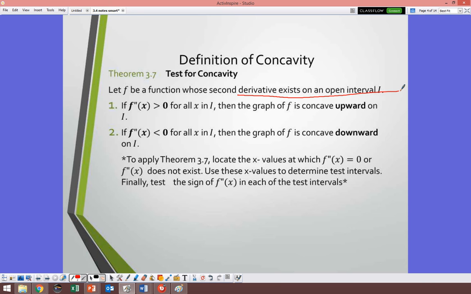Did you have to be able to take the second derivative also? So that means that I need the first derivative and second derivative, and it has to be continuous through that, right? Yeah. Okay, that's what I'm looking for.